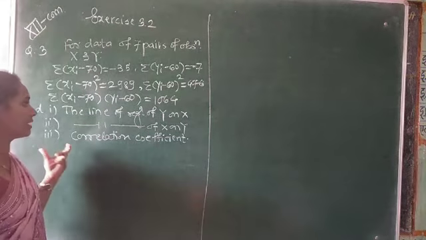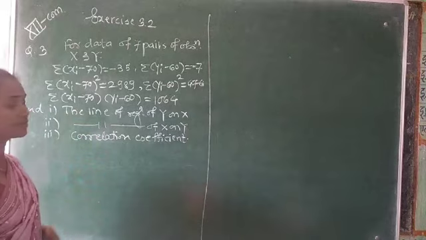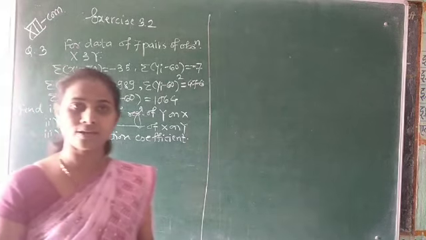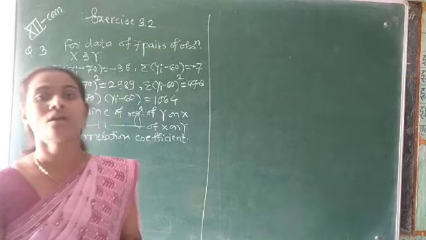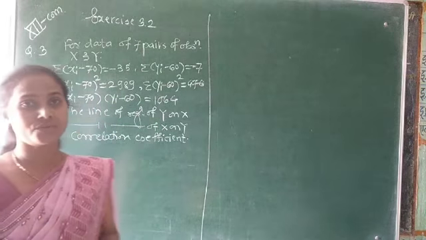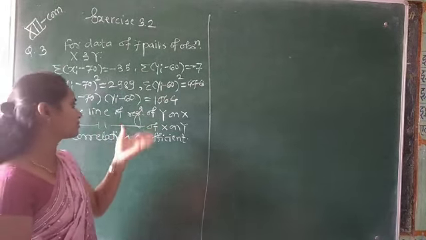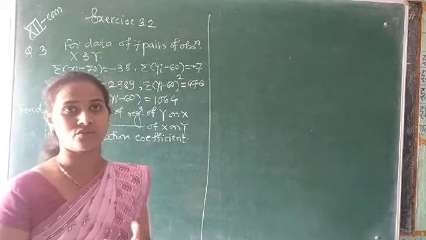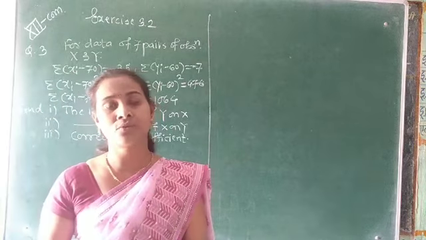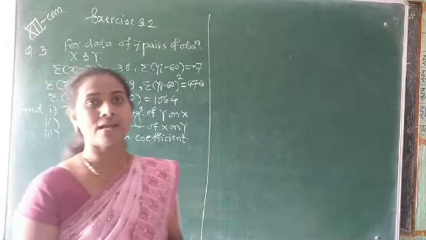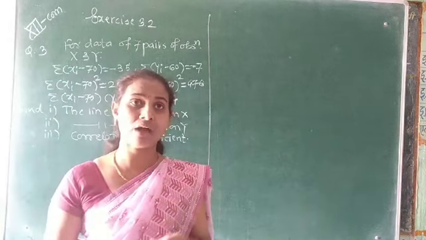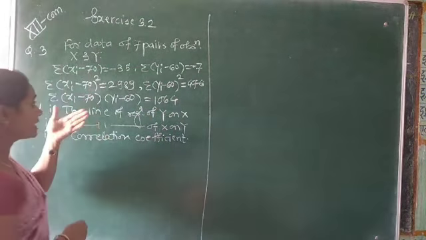Then here we have to find 3 sub questions. First, the line of regression of y on x; second, the line of regression of x on y; and the third one, the correlation coefficient. So first of all, if we are going to find these two equations, line of regression x on y and y on x, we have to find the regression coefficients of x on y and y on x. So first we have to reduce the given data.